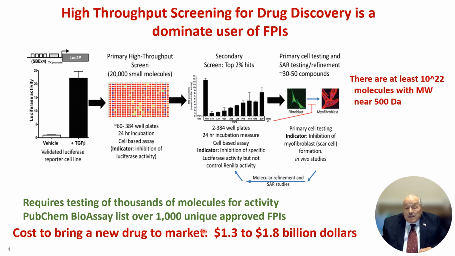I can't find a complete list of the unique number of FPIs there are, but there's at least 1,000 that are approved for use. And the cost to go through all of this stuff to bring a small molecule drug to market is anywhere from $1.3 to $1.8 billion. No matter how you adjust it for inflation, that's still a lot of money.